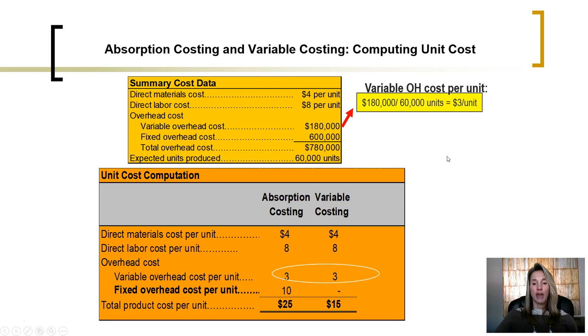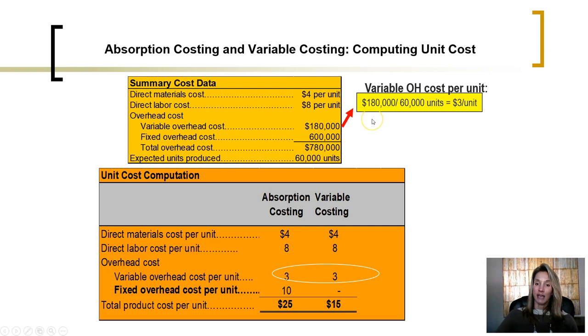In order to look at the difference between variable and absorption costing, we first need to calculate the cost per unit under both of those methods. Recall that under absorption costing, the product cost is going to be all costs incurred: direct materials, direct labor, variable overhead, and fixed overhead. Variable costing is only going to be the direct materials, the direct labor, and the variable overhead, only the variable cost. Fixed overhead is not included as part of the cost of goods sold under variable costing.